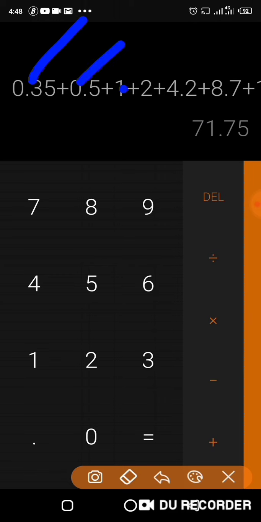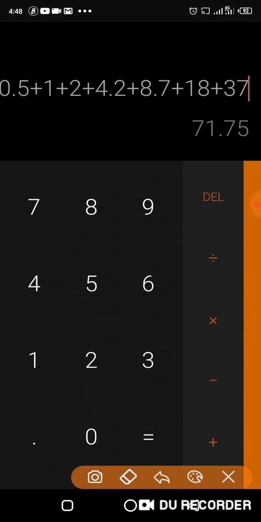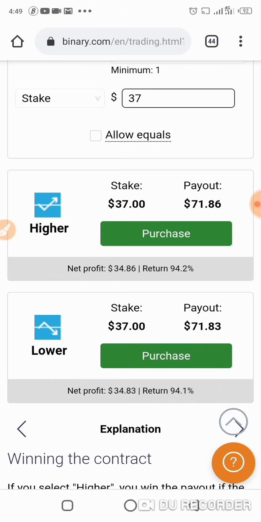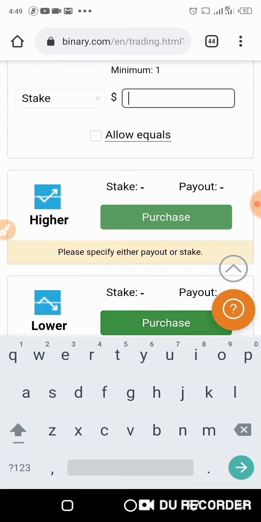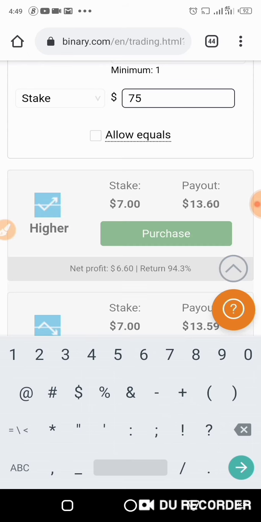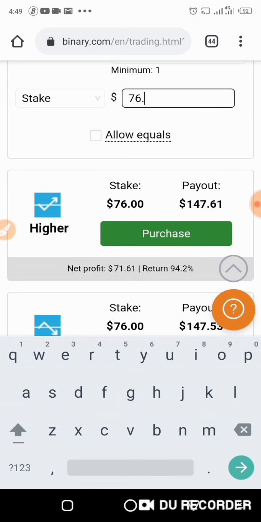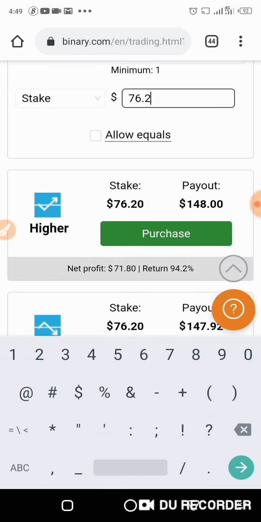And let's calculate the multiplication so far. First, 1, 2, 3, 4, 5, 6, 7, 8. You can see that we are able to get up to 8 martingale. So let's assume that this one was also lost. So in order for us to get 71.75 dollars, what we need to do is to increase our stake as well. So if we take it to 75, 76, we're having 71.61, which is not there. So let's try 76.2.